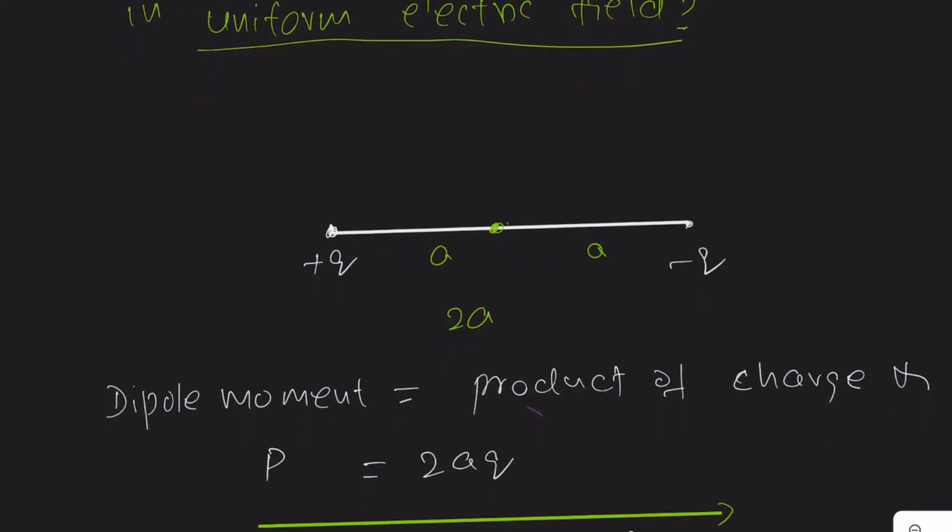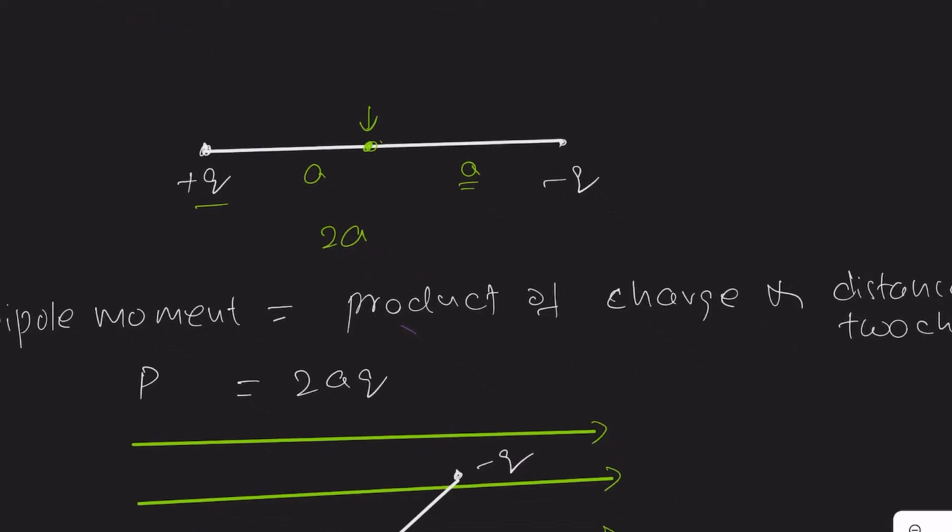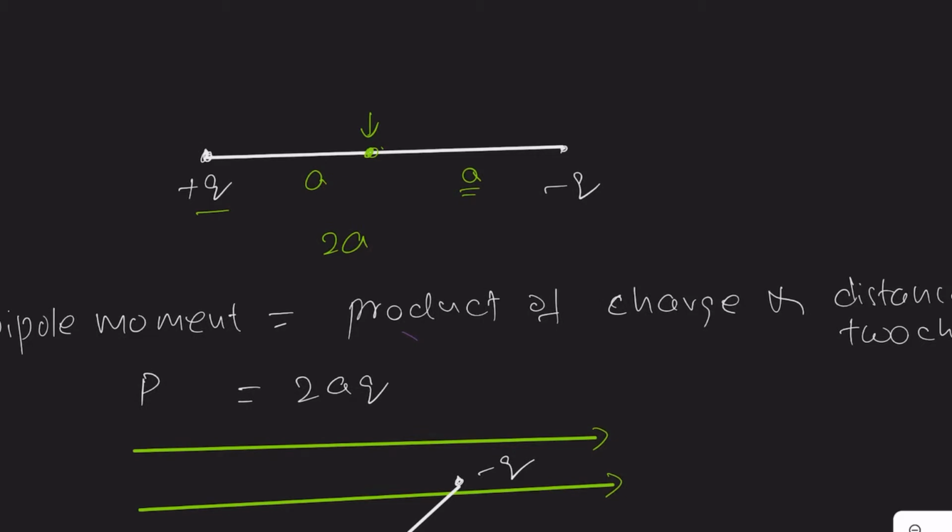We know that dipole is plus q, minus q separated by some distance. So the dipole is located exactly at the midpoint. From the midpoint, plus q is away by a, minus q is away by a. So total distance is 2a. Dipole moment formula is the product of charge and distance between two charges, that is P is equal to 2aq. Okay, already studied in the previous questions.